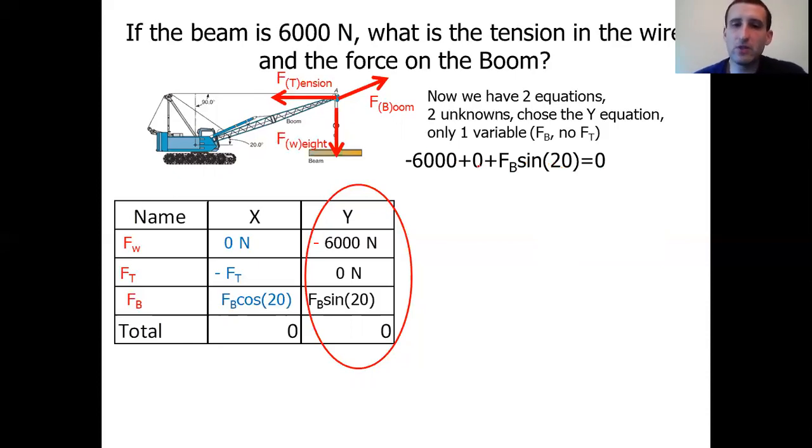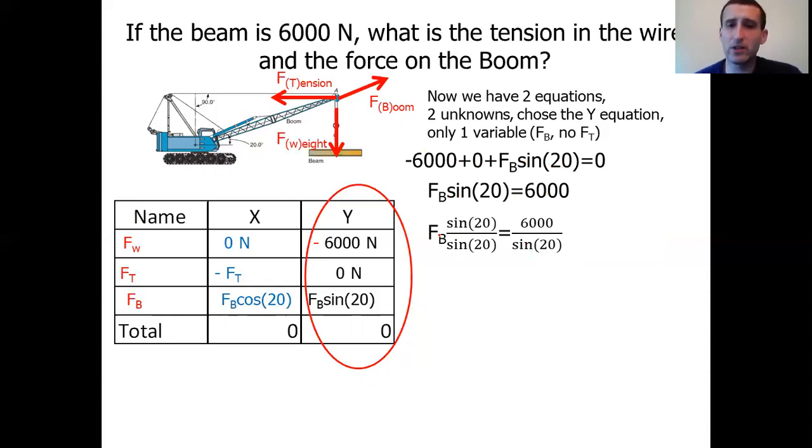And now we proceed to do some algebra. We add the 6,000 to both sides. So now we have the force of the boom times the sine of 20 equals 6,000. We divide both sides by the sine of 20 to get the force of the boom by itself. So we have 6,000 divided by the sine of 20 equals the force of the boom. We plug that into our calculator, and you are welcome and should do it yourself. Round to 3 significant figures, and we get 17,500 newtons as the force of the boom. So that's one of the two unknowns we're supposed to solve for.